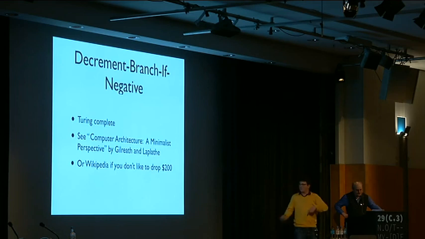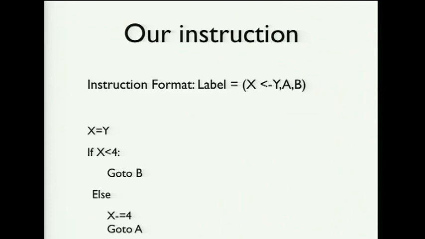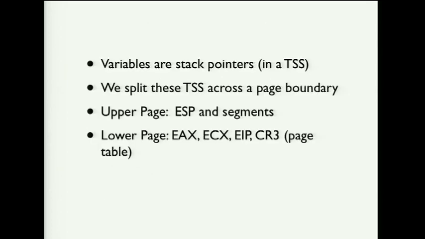There are academic papers on this. They cost $200. Wikipedia also, for once, explains it rather well, so you can just look it up there. And in detail, we get this instruction. It has a move, so it moves from X to Y. If the value we moved was less than 4, we branch to location B. If not, we decrement it by 4 and branch to location A.